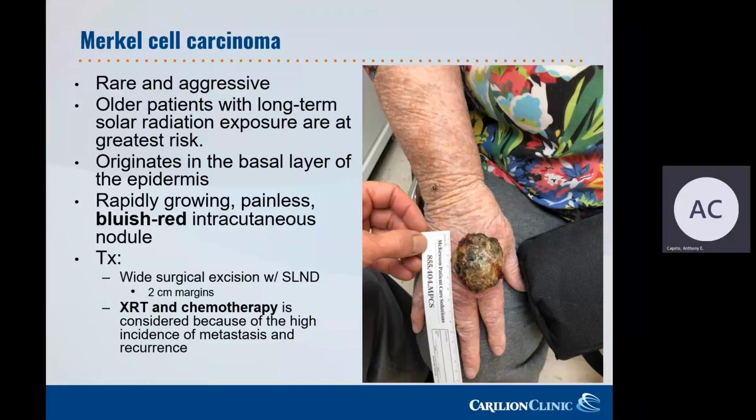There are Merkel cells. These are one of the most aggressive skin cancers. These are in elderly patients. These originate at the basal layer of the epidermis. If you remember back to the histology side, these are usually rapidly growing, very quick, painless, and they're usually bluish and red. They can be an intracutaneous nodule or be fungating, like in this patient. You want to perform wide surgical excision with at least 2 centimeter margins, and a sentinel lymph node biopsy is required for these types of lesions.